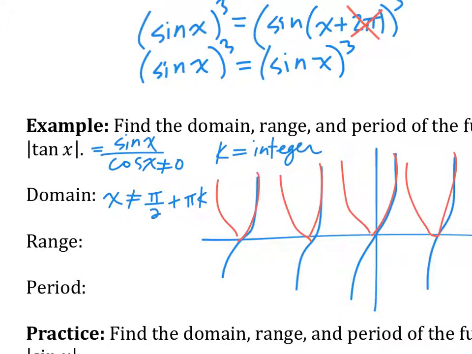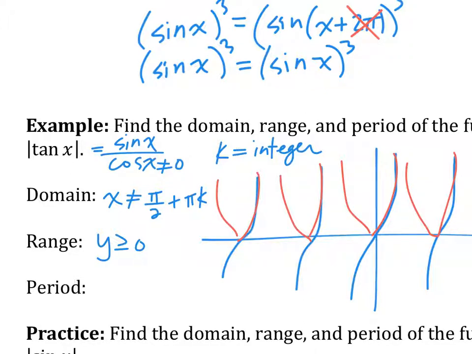Because no matter what x values you put in, all the y's will have to move up, meaning you just move all the y's up. So then what is the range on this absolute value tangent x? Yeah, greater than or equal to 0.